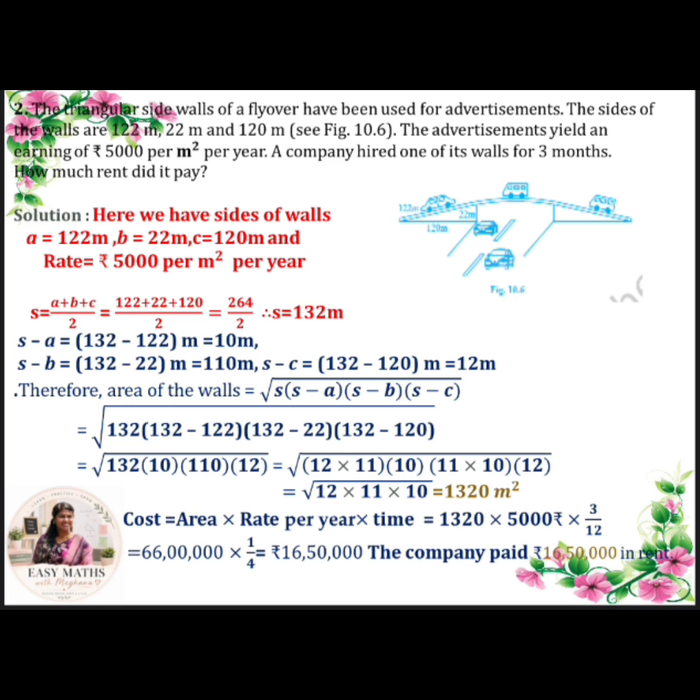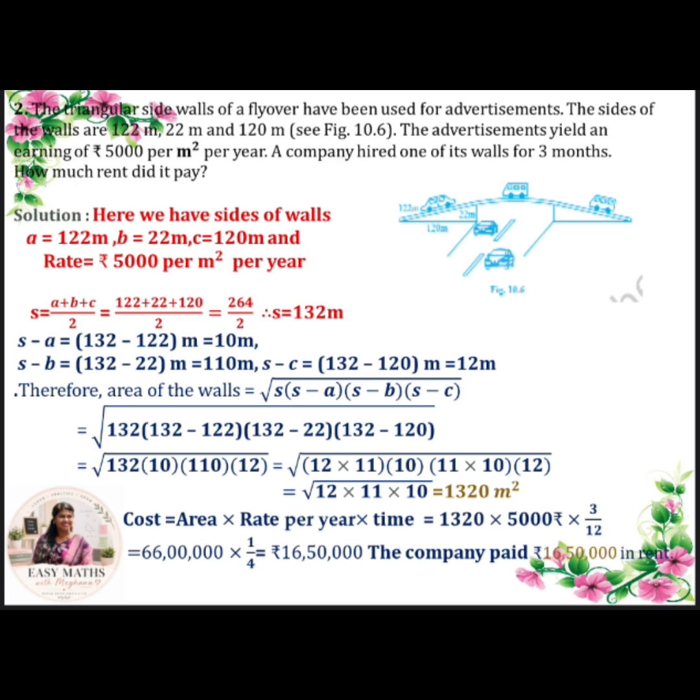The sides of the walls are 122 meter, 22 meter and 120 meter. You can see that in figure 10.6. The advertisements yield an earning of rupees 5000 per meter square per year. A company hired one of its walls for 3 months. How much rent did it pay?